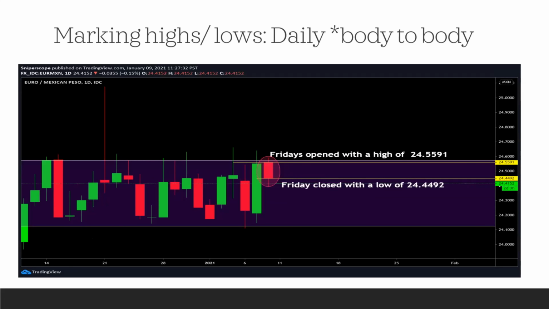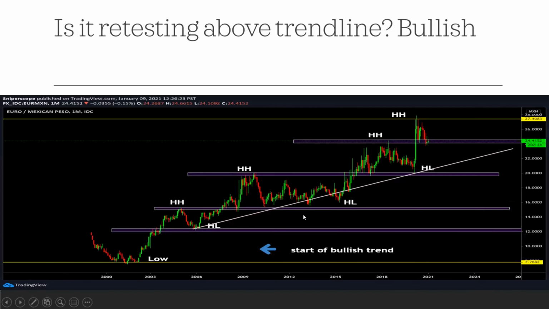Same thing. If you're measuring the dailies' highs and lows, it's going to be body to body. The way that we start our trading each time on the monthly and the weekly, we do wick to wick. And if you're marking the highs and the lows just to reference yourself, it's going to be body to body. So body to body is not the wicks. These are wicks. These are bodies. So you want it to be right on top of the body, right below the body, and so on and so forth.